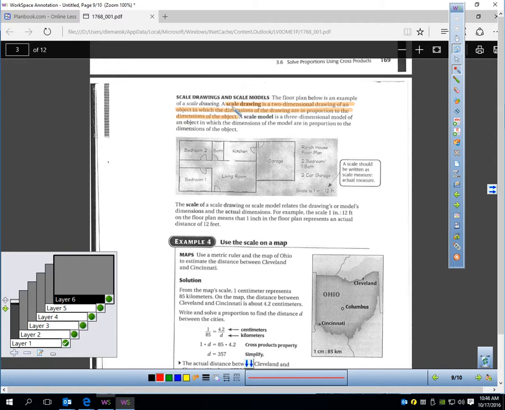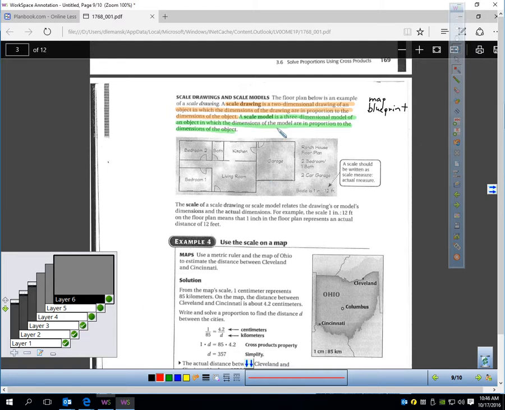Let's talk about a scale drawing. A scale drawing is a two-dimensional drawing of an object in which the dimensions of the drawing are in proportion to the dimensions of the object. Okay? That sounds a little bit more complex than it really is. A scale drawing, here's some examples. It'd be like a map or a blueprint. It's a two-dimensional drawing where the drawing is in proportion to the actual size of the object. So in other words, it's going to look the same, it's just going to be smaller or bigger. Okay?